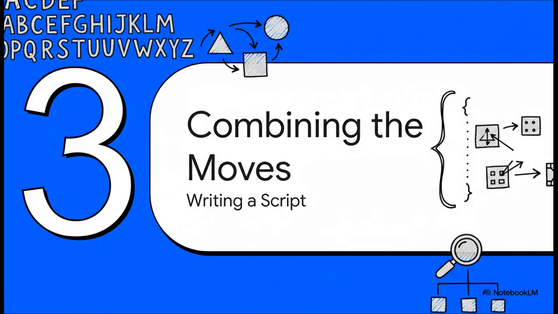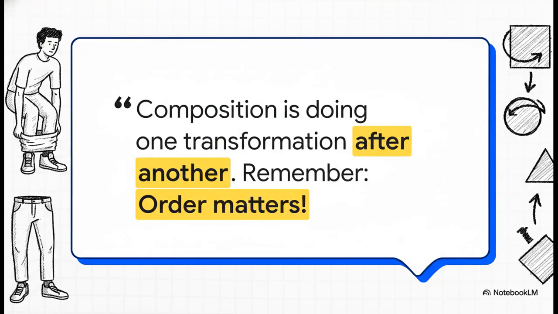All right, alphabet learned, time to write some sentences. Because when you start combining these simple moves one after another, you can create incredibly complex actions. It's just like writing a computer script. So here's the absolute key to the whole thing. You get those really cool, complex movements by doing the simple moves in a sequence. But, and this is a big but, you have to remember that the order matters a lot. Trust me, just like trying to put your shoes on before your pants, the order is everything.